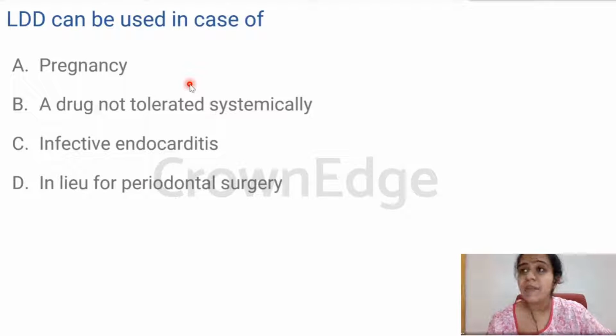Okay, we'll not give even systemic antibiotics unnecessarily to a pregnant woman, right? So A is not the answer. Similarly, infective endocarditis is one of the relative contraindications for LDD, because of potential bacteremia, it could cause mild bacteremia. Generally, we give prophylaxis prior to surgery, but that is different. LDD in general is not advised for a patient who has infective endocarditis. So the correct answer for this is B, a drug that is not tolerated systemically.